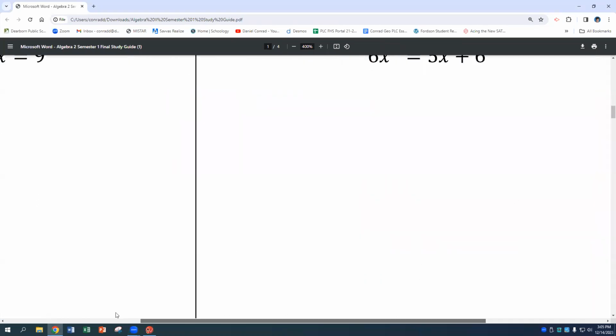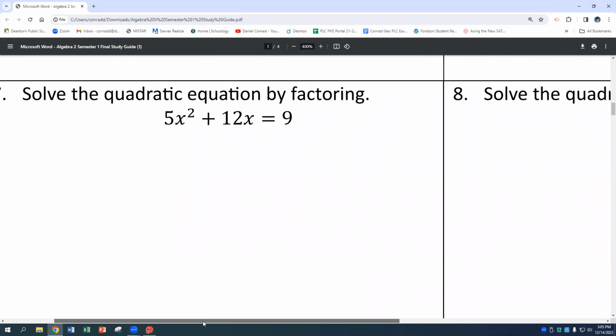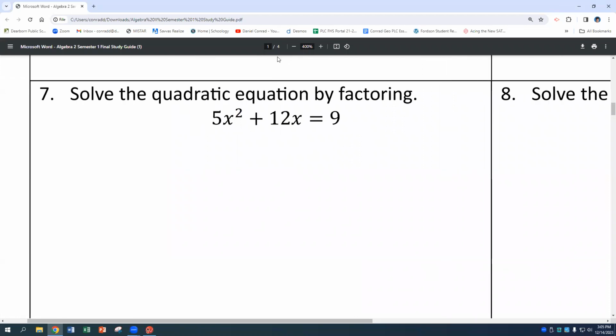All right, let's go down to 7 and 8, where we're doing the same thing, except this time we need to solve. So we need to move everything to one side, so that it's equal to 0. I'm going to subtract 9 on both sides. So I get 5x squared plus 12x minus 9 equals 0.